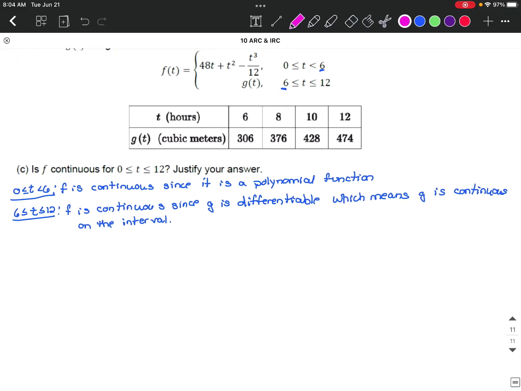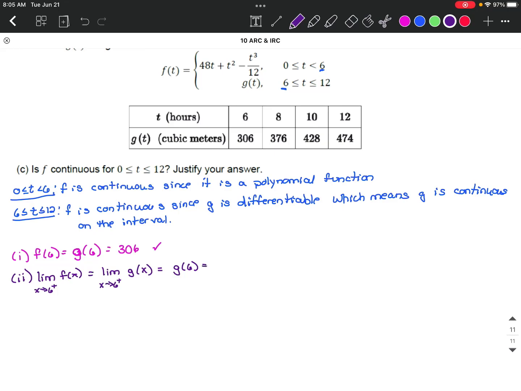So the first thing we do for continuity is we find f of 6. Well, f of 6, they give us, we would use the bottom piece of the function, which is g of 6, which is 306. The function exists. Next up, we're going to check for a limit. So we do the limit as t approaches 6 from the right of f of t. Now if we're to the right of 6 on the number line, we're using the bottom piece of the function, which is just g, which becomes g of 6, which we already said is 306.